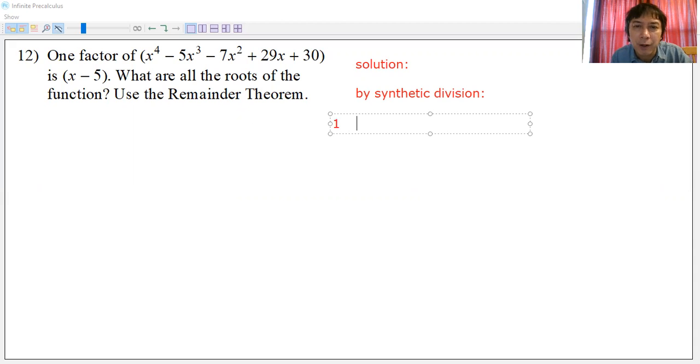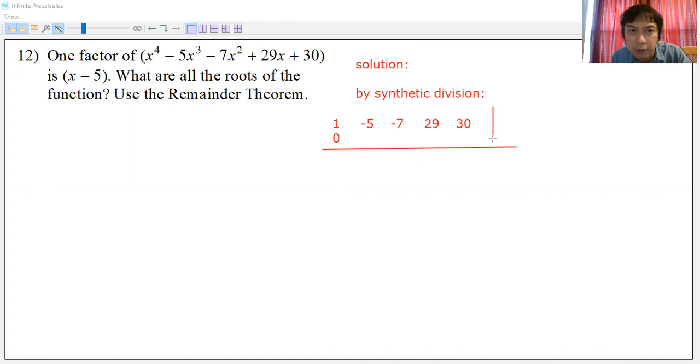Coefficient 1 and then negative 5 and then negative 7, positive 29, positive 30. Yeah, those are the coefficients of degree 4, degree 3, degree 2, degree 1, and degree 0. So it's complete, okay? We don't have to add any zeros there. So 1, negative 5, negative 7, 29, 30. Proper signs. All right, our first add-in is a 0. We can now place the horizontal line here. And we can try the divisor. The divisor is positive 5, okay?